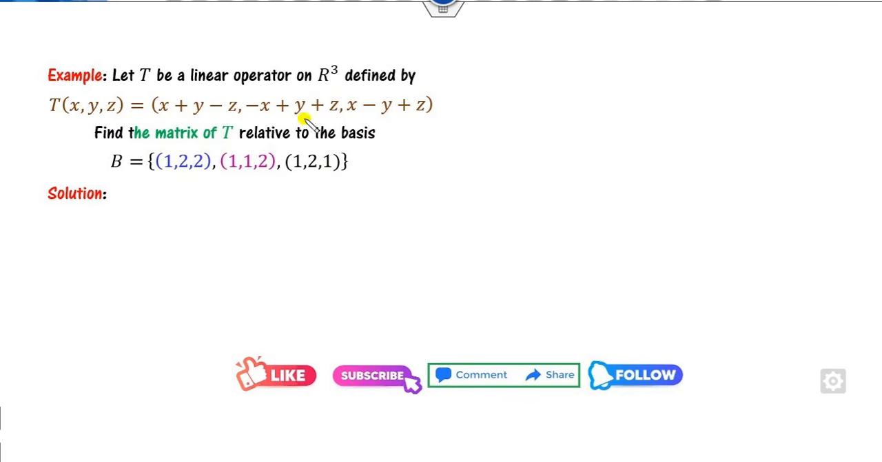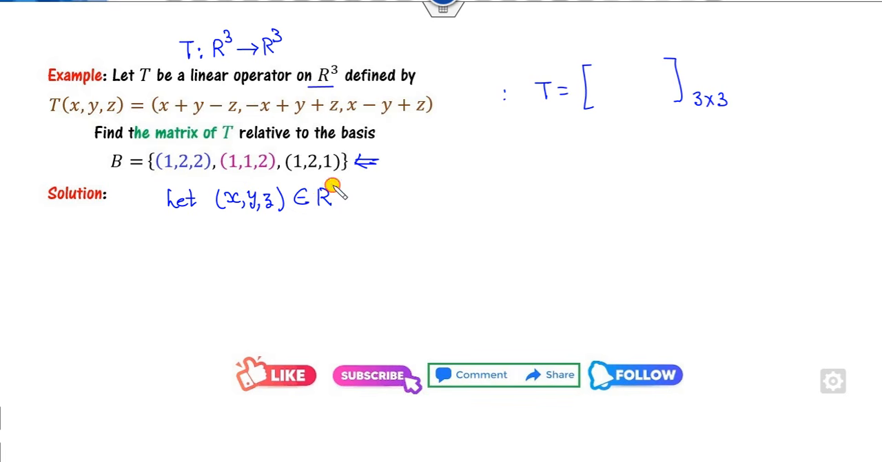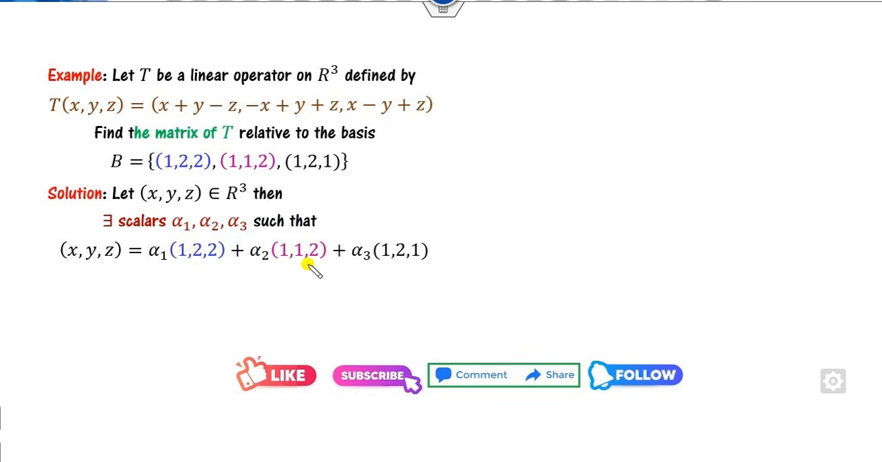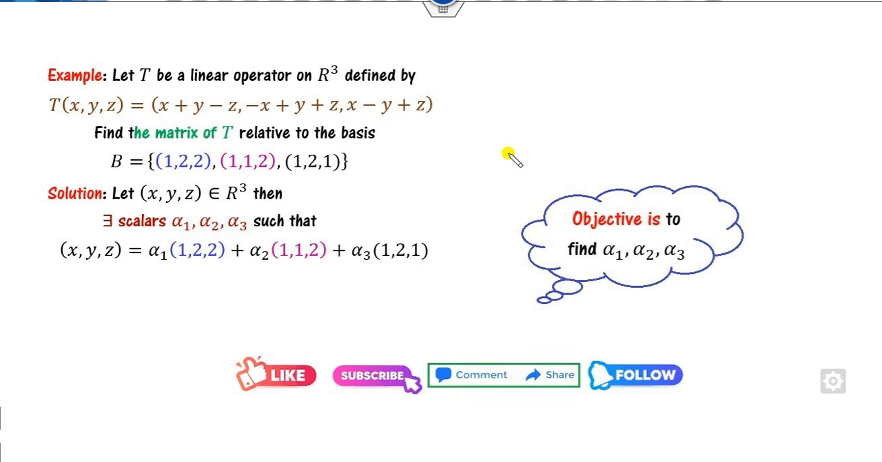Look at this next example. Capital T is the mapping from R3 to R3, fine, which is defined here. So what is the size of this matrix? It should be 3 cross 3. Now since these are my basis vectors, I can start from any element (x, y, z), which is a part of the codomain, and now since these have 3 elements, I can choose 3 scalars alpha 1, alpha 2 and alpha 3, so that I can write it in this manner.